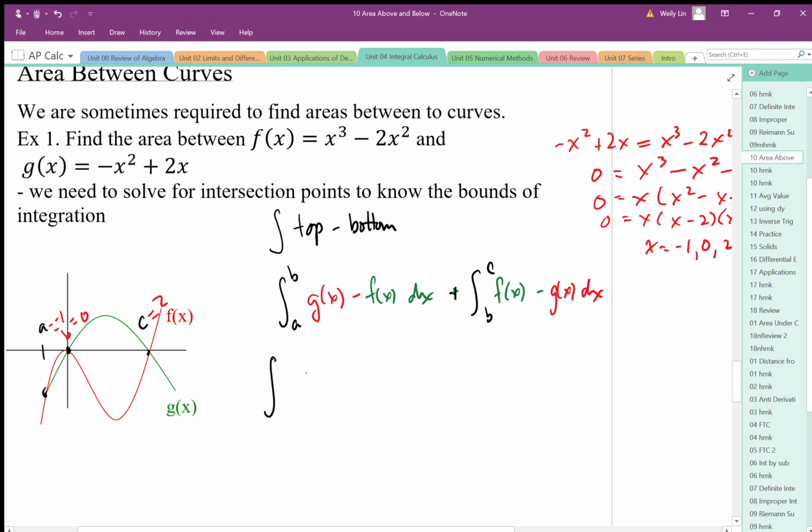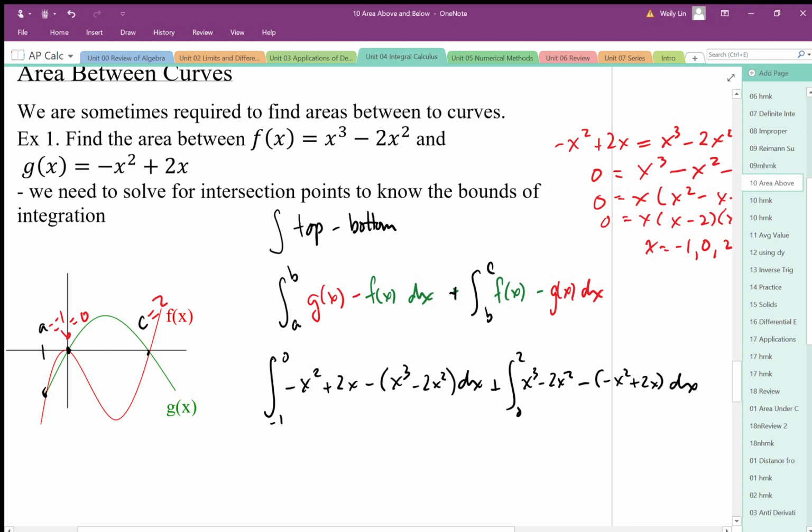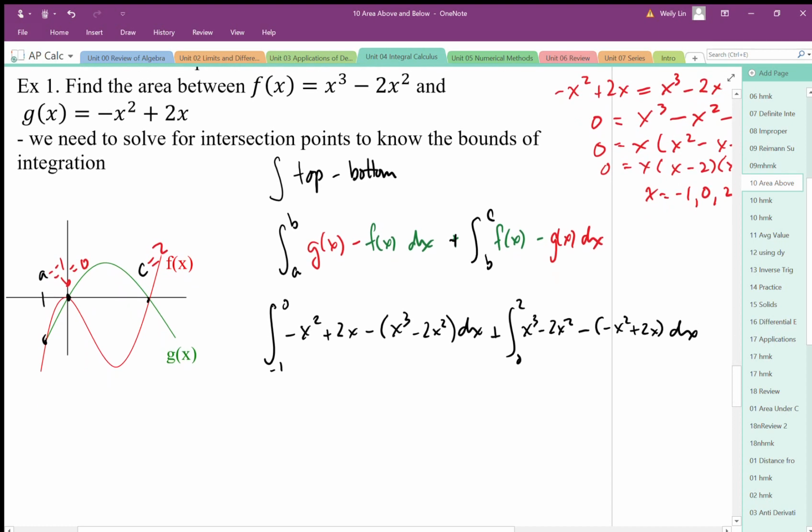So my area is going to be from negative 1 to 0 of negative x squared plus 2x minus x cubed minus 2x squared dx, plus from 0 to 2, it's going to be the other way around, x cubed minus 2x squared minus negative x squared plus 2x dx. Okay, so again, for the area between curves, if I integrate top minus bottom, I'm always going to get a positive displacement, so I'll get the positive area here.